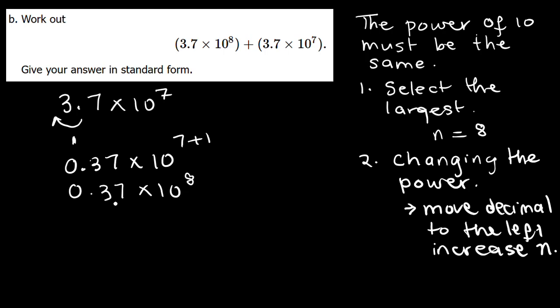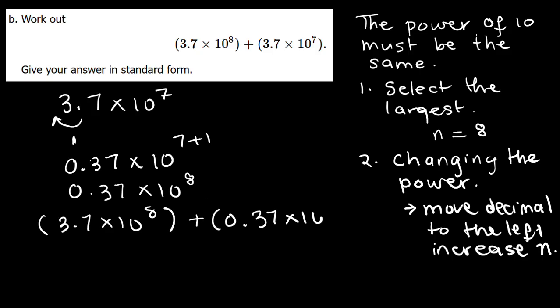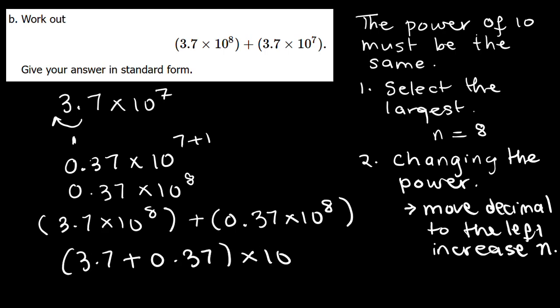Now we can use this to answer our question. So we now go back, 3.7 times 10 to the power of 8 plus 0.37 times 10 to the power of 8. Now, because the powers are the same, we can just add the two numbers. So 3.7 plus 0.37 and then times 10 to the power of 8. So 3.7 plus 0.37 will give us 4.07.